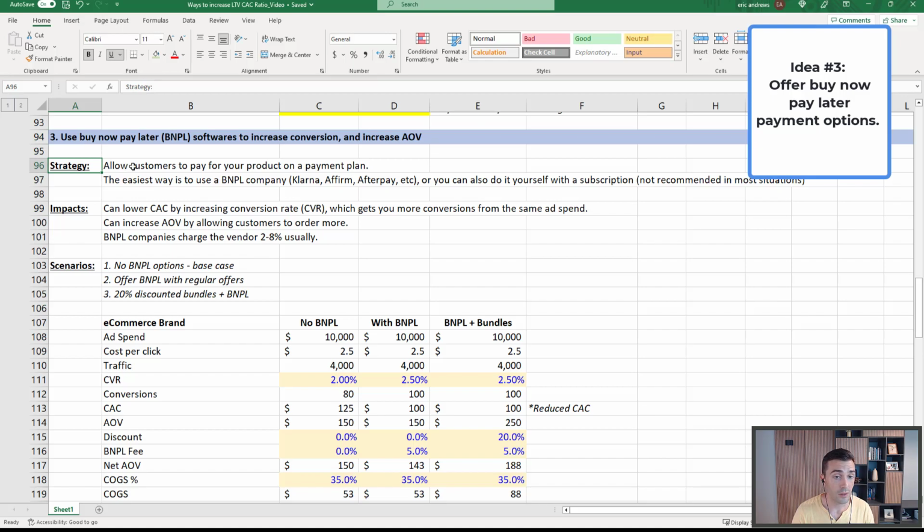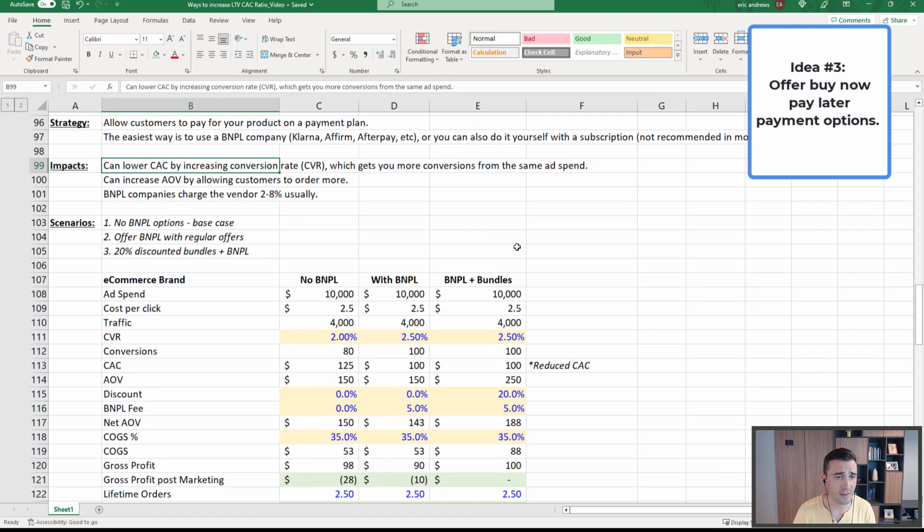Okay, so the strategy with buy now, pay later is you allow customers to pay for your product on a payment plan. The easiest way to do this is to use a buy now, pay later company. There's a million of them. Some of the big ones are Klarna, Affirm, Afterpay, and there are different companies that do this all over the world. You could also do it yourself with a subscription, although I don't recommend doing that.